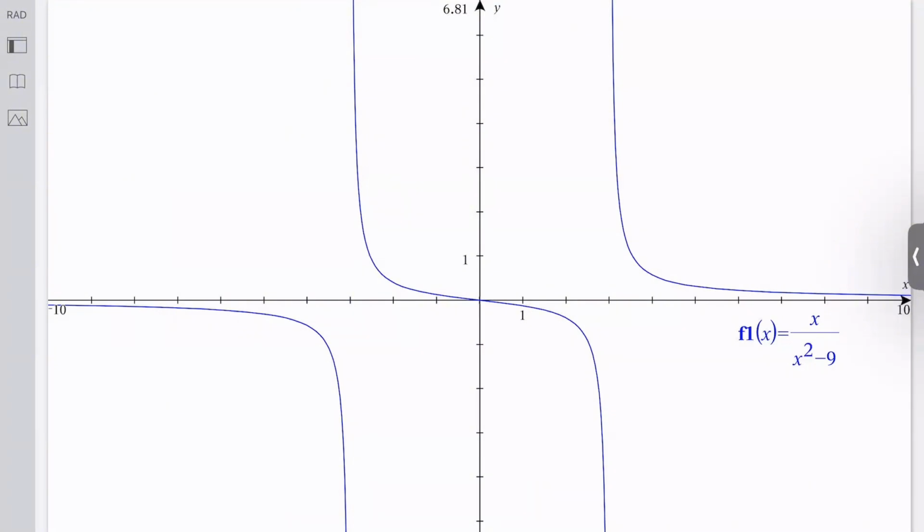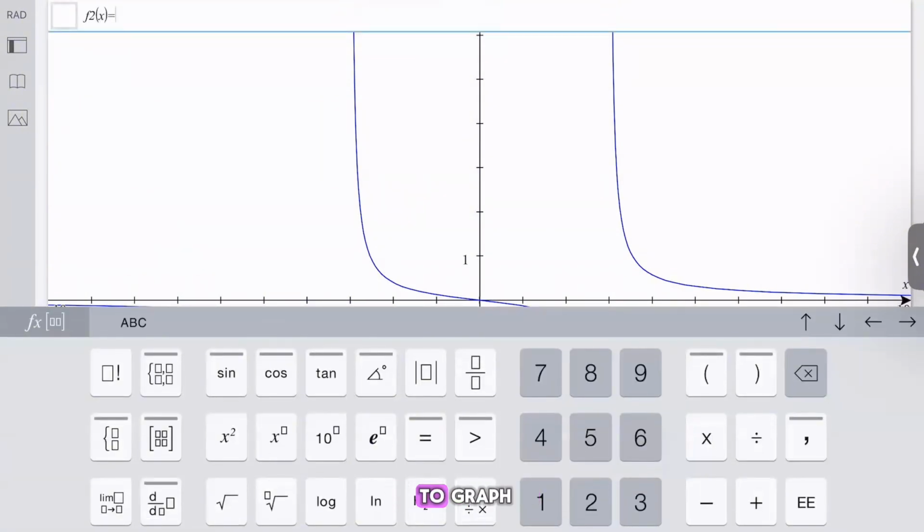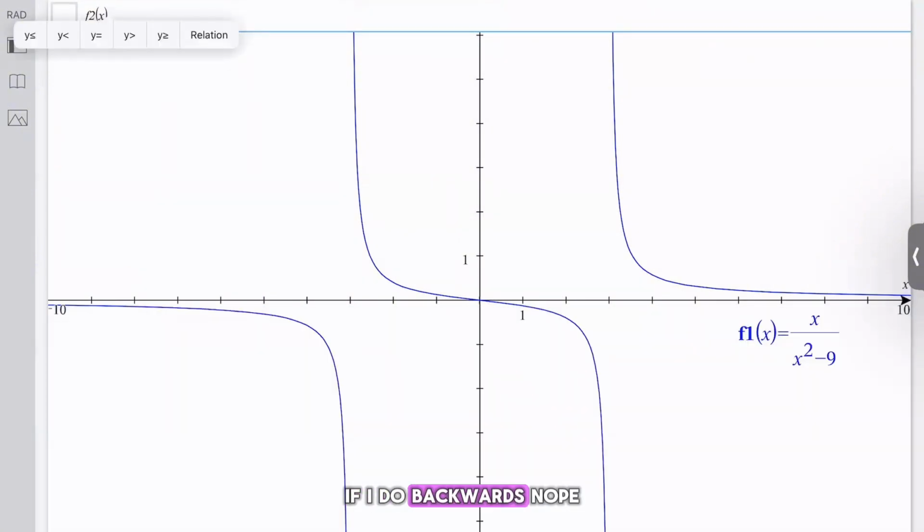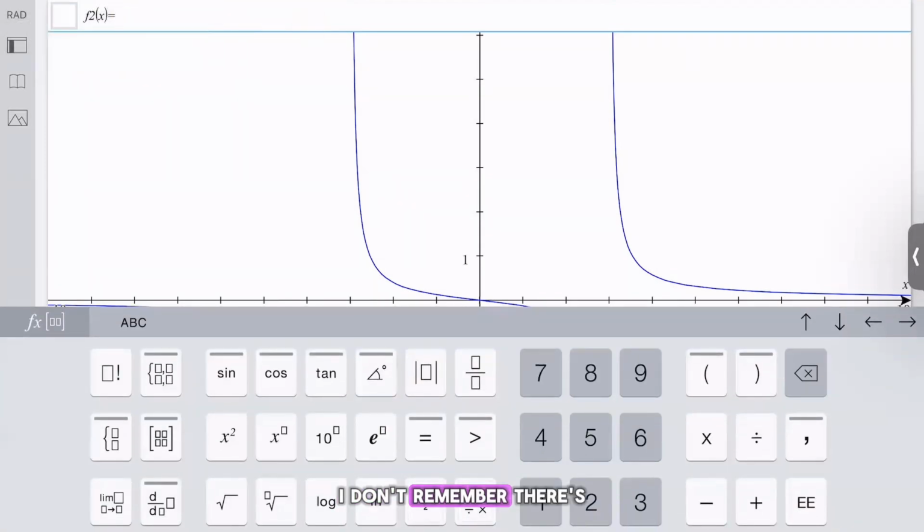I don't think I've used the Inspire in this class yet. I actually haven't been playing with my Inspire for a while because of state testing and all the other nonsense. But there is a way to graph the asymptotes. I'm trying to see if I remember. If I do backwards, nope. That's not it. That's y equals. Oh, I don't remember. There's a way to graph the asymptotes on here.